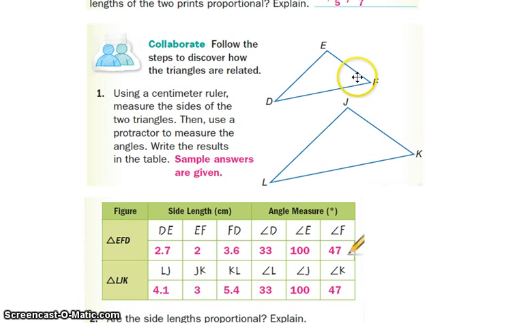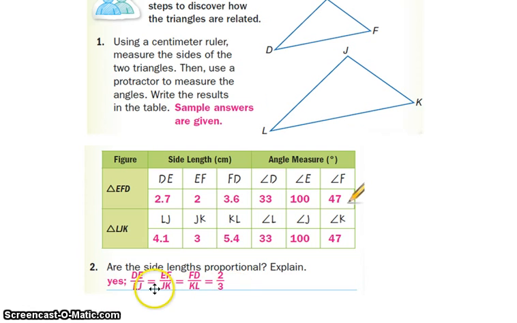We need to check EF, and we need to check JK. So EF is 2, JK is 3. Well, that makes a fraction of 2/3. Let's check the last one. FD corresponds with KL. Well, if you take 3.6 over 5.4, it reduces to 2/3. So each one of these corresponding sides reduces to 2/3. Therefore, these two triangles are similar because they have congruent angle measures, and their side lengths are each proportional, and the proportion, or the scale factor, is 2/3.